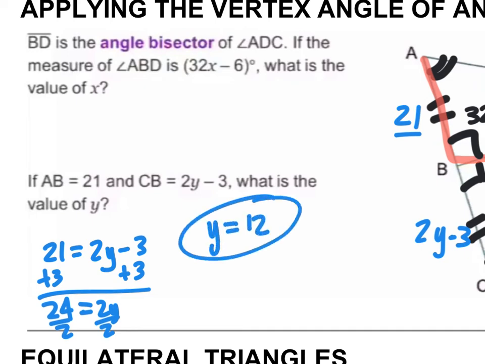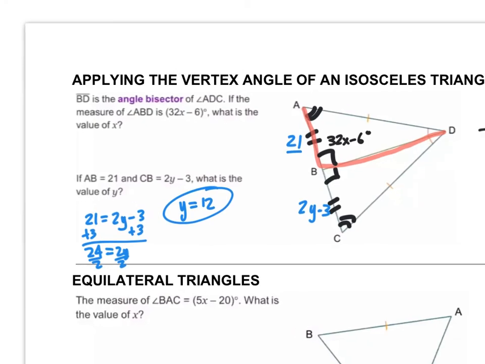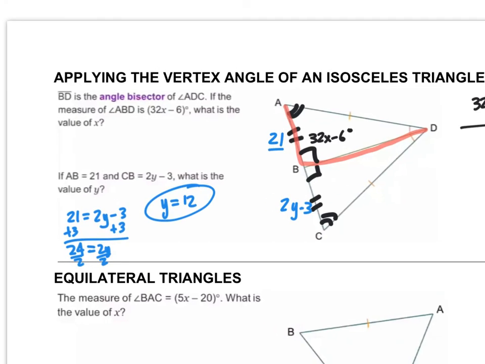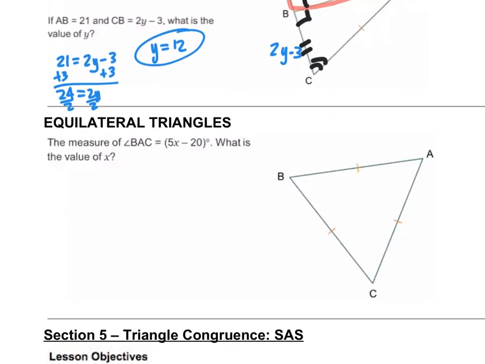That's it. So guys, when you're given information, you have to draw pictures and you have to draw conclusions. You have to ask, what do I know? If I'm given this information, what conclusions can I draw from this?